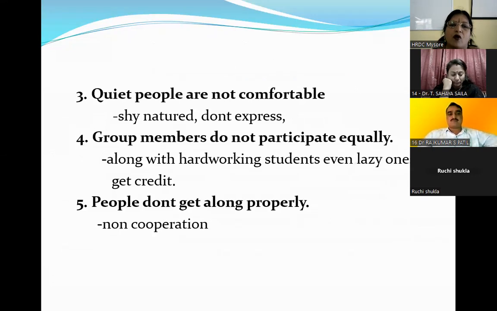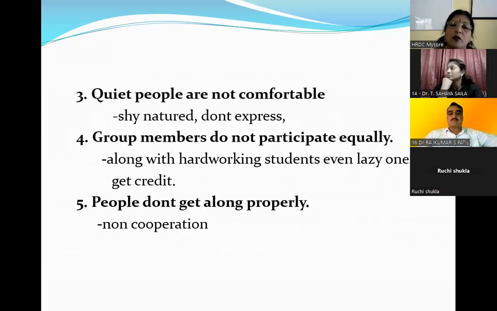Quiet people are not comfortable. Some are shy natured. They are not able to express. So for such people, even in smaller groups, they are not able to express themselves. So the teacher can promote, motivate, and inspire such people. Otherwise, this becomes a disadvantage.